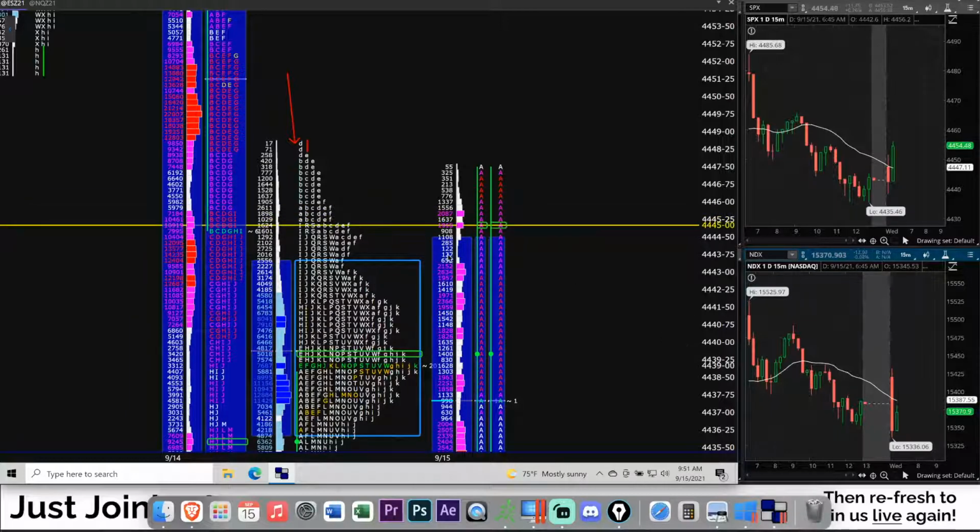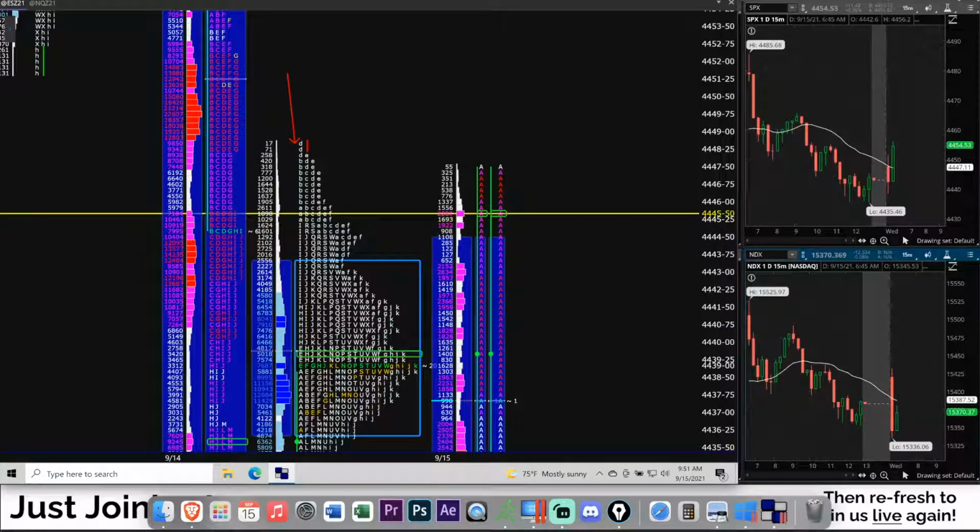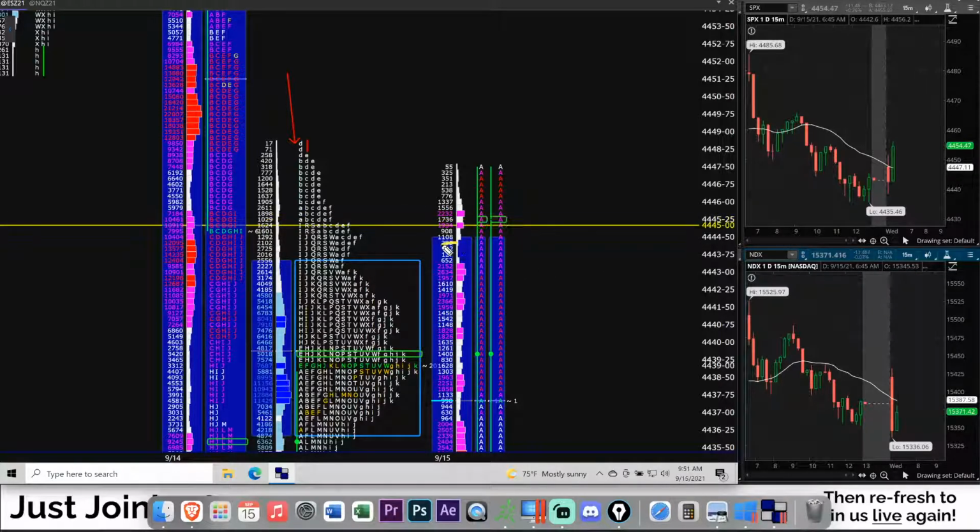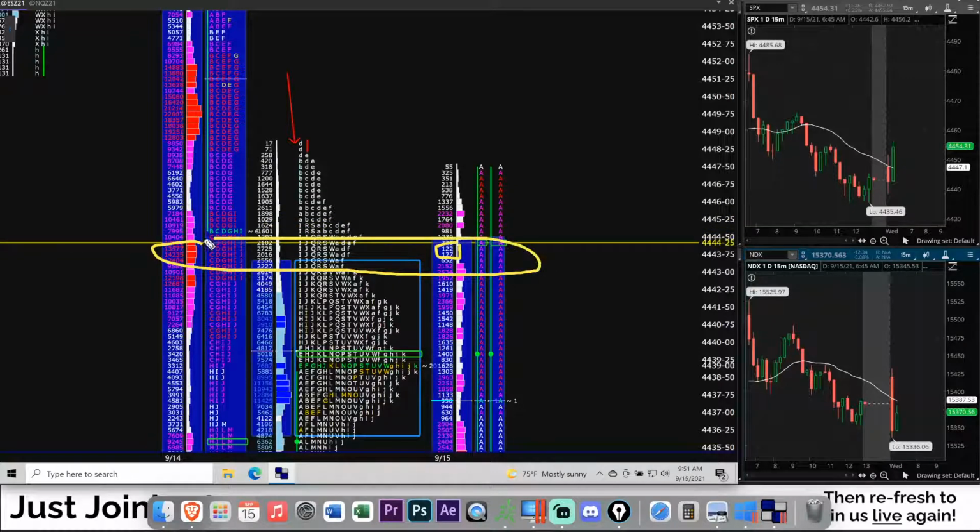Okay, got some low volume nodes here, only 127 contracts. Those need to backfill right here. But this is right where we'd want to find support.